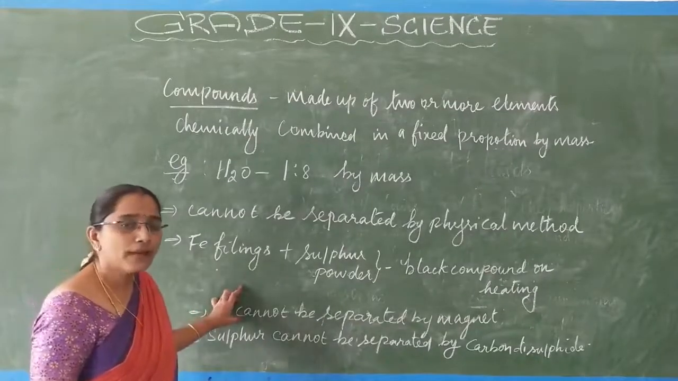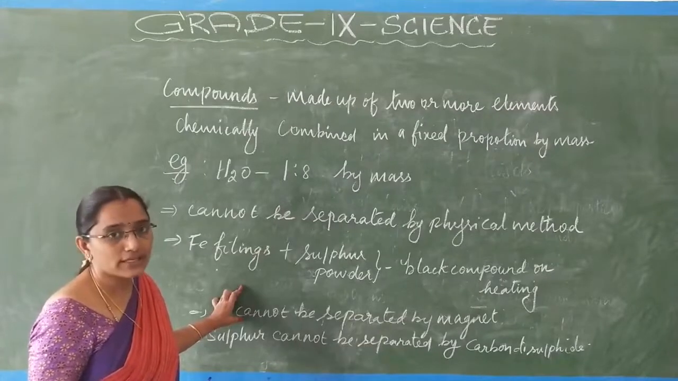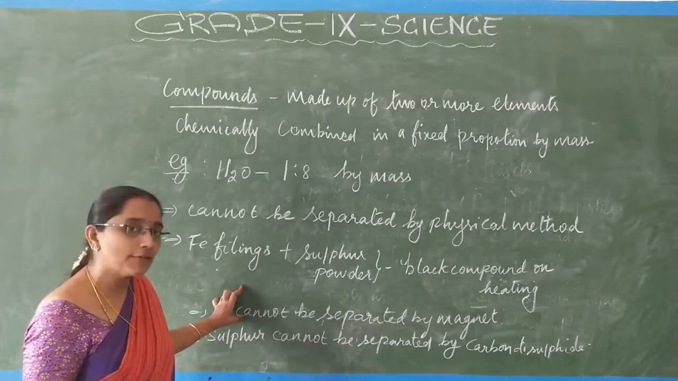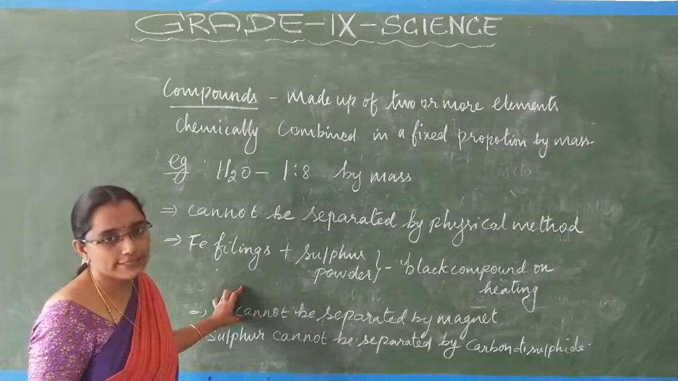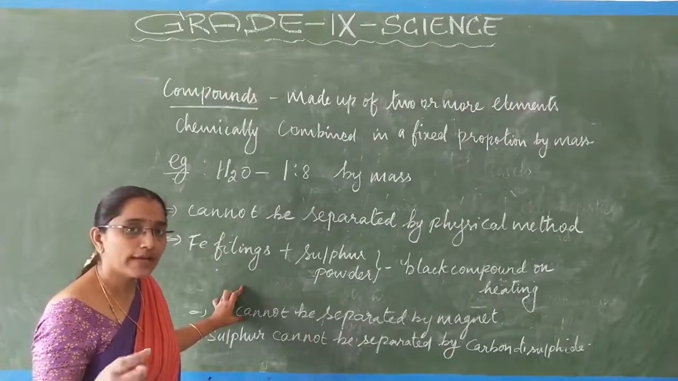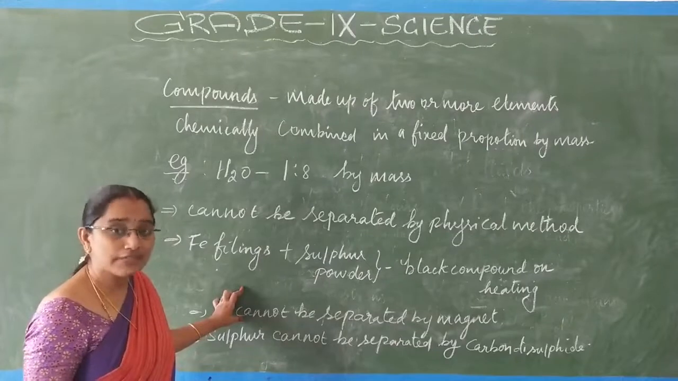If I need to separate these iron filings and sulfur powder, what do I have to do? I will use a magnet to separate out the iron filings. For the sulfur powder, I have to use carbon disulfide. I use carbon disulfide to dissolve the sulfur powder, and I have separated the sulfur from the iron. This is the physical method.